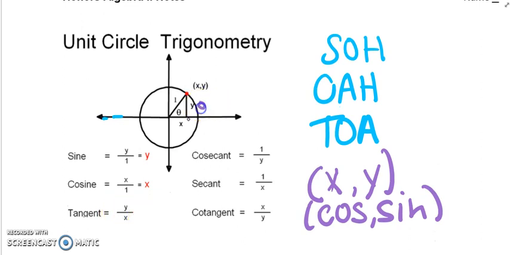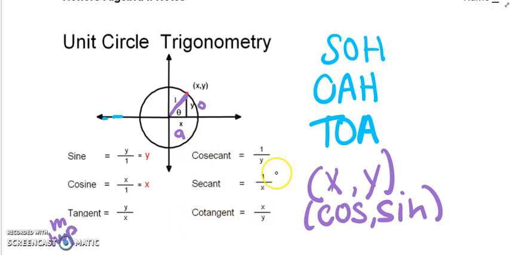Tangent is opposite over adjacent, so y over x. And that is the same as change in y over change in x, which you'll remember is your slope formula. So the tangent is the slope of the hypotenuse. Just like cosine is how far your x goes, sine is the distance of your y, and that's how it relates. That's how you can see it on your unit circle to double check.